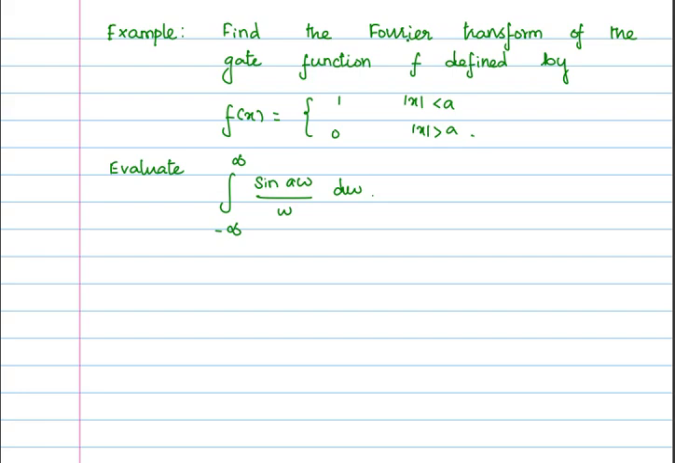Find the Fourier transform of the gate function f defined by f of x equal to 1 whenever x lies between minus a and plus a, that is mod x less than a, and 0 when mod x is greater than a. Then evaluate an improper integral. Now we are going to solve this problem.